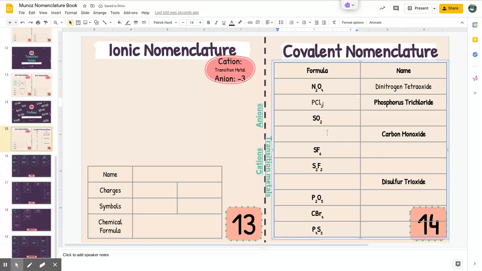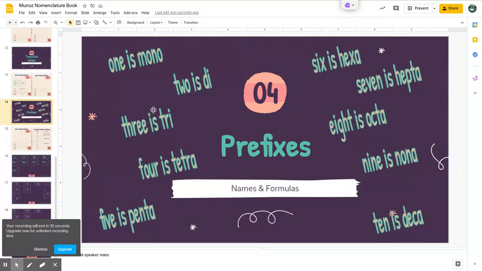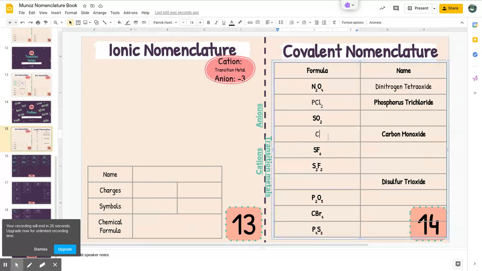The only time things get, mono is a little bit weird. Mono is only used with your second element. So carbon is just C, and monoxide, mono means 1. Here we have 1 is mono, so that would be CO. And I don't think you have a monoxide or a mono situation in any other spot. So that's how you do covalent nomenclature.